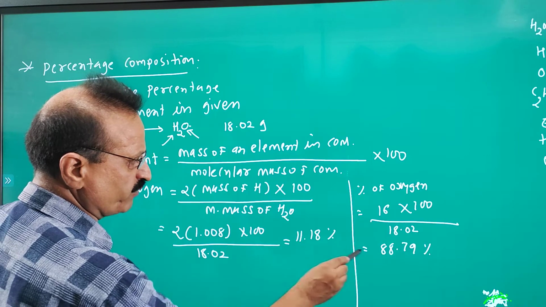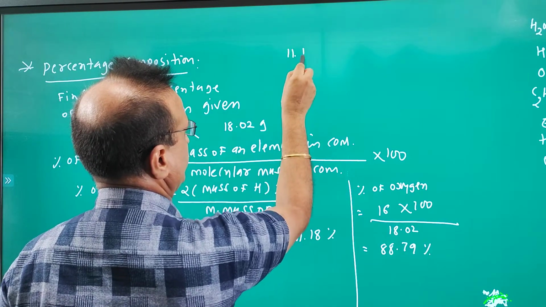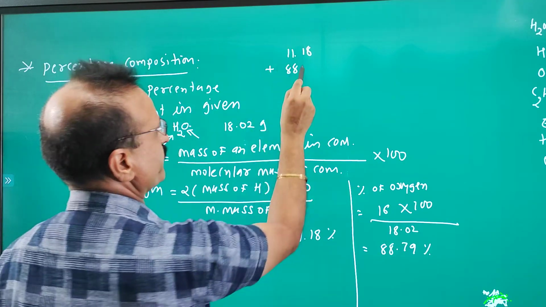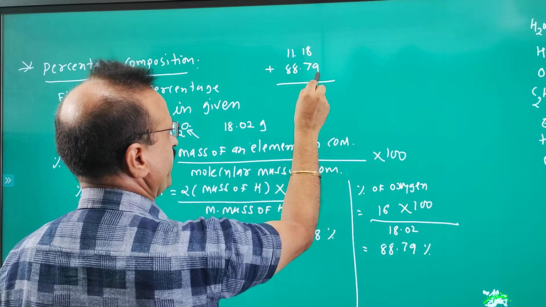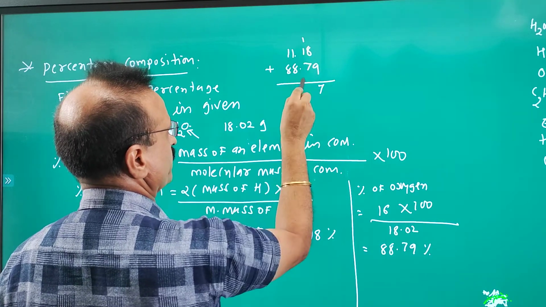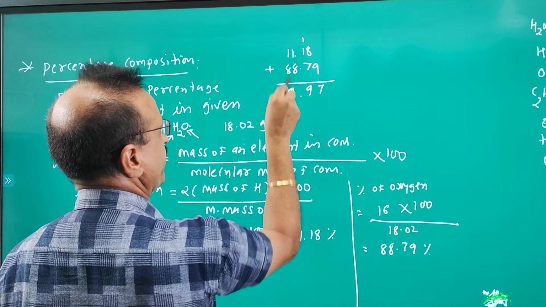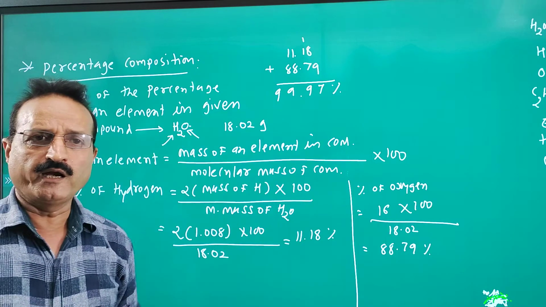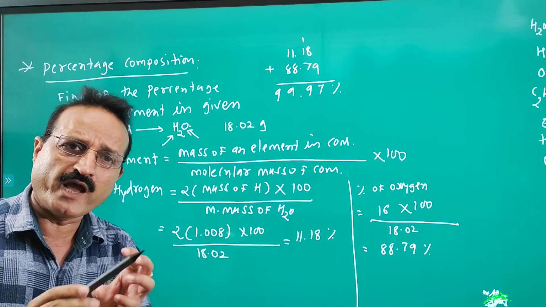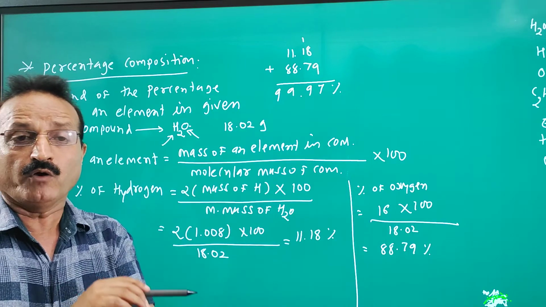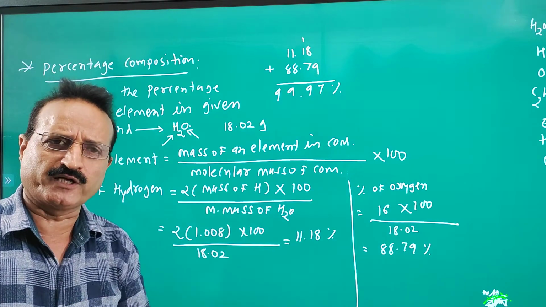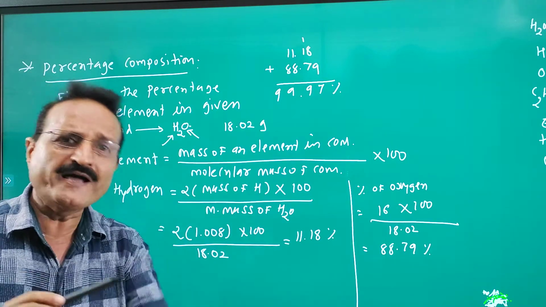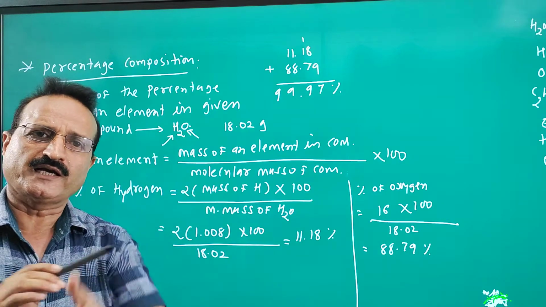in H2O the percentage of hydrogen is 11.18. Now make the sum of these two percentages: 11.18 plus 88.79. So 9 and 8 is 17, 1 carry, and it is 9, and this is 9. The total percentage we have obtained is 99.97, which is very near to 100. You will not get a perfect 100%, but if you get an answer nearby 100%, that is the correct answer.